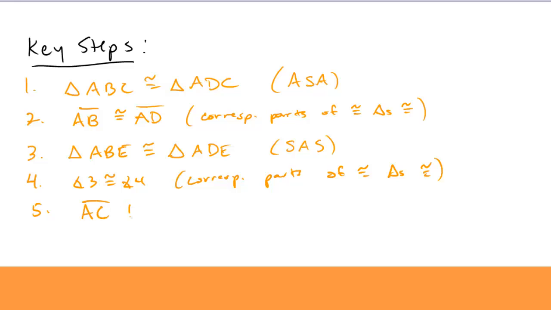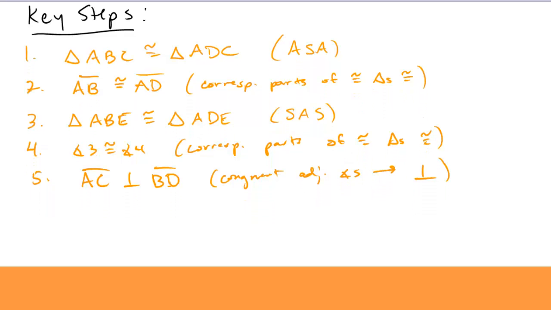AC is perpendicular to BD, because we had congruent adjacent angles, which implies perpendicular lines. So a list of key steps is just a list of the significant steps, significant rocks along our path, along our journey to get from where we start to where we end. The little details, the minor steps in between, are there in the proof. We can leave them out if we're just getting an overview of how the proof works.